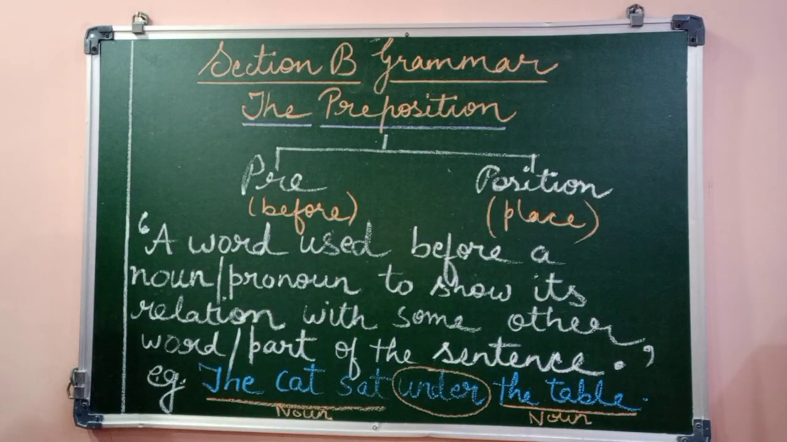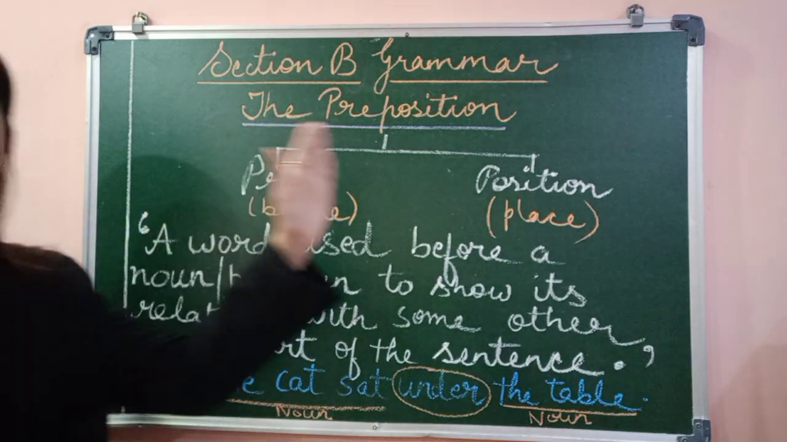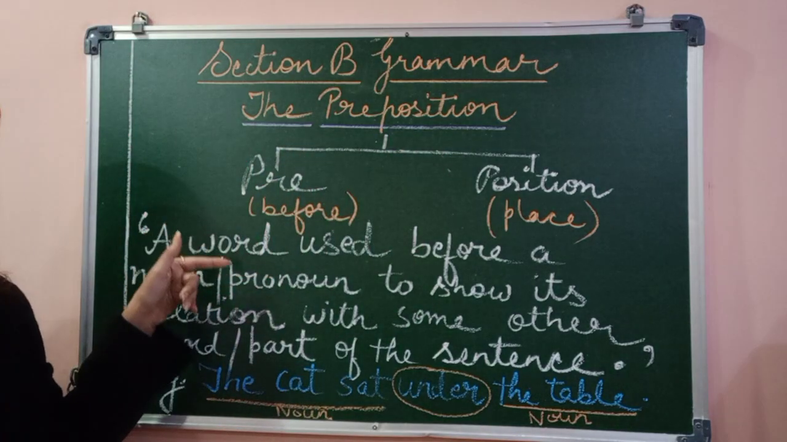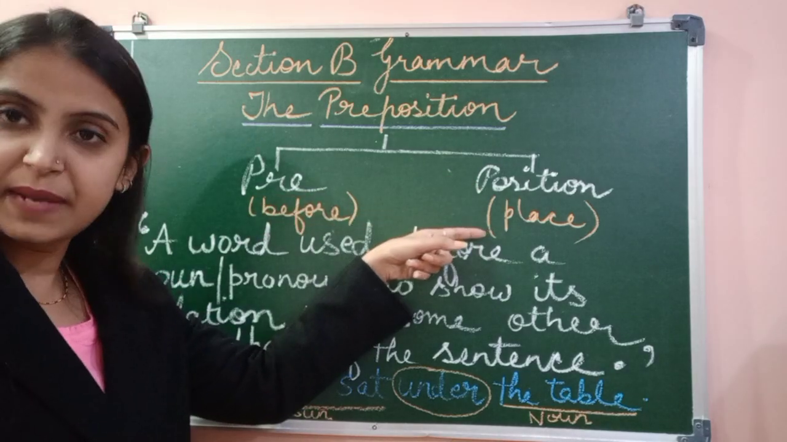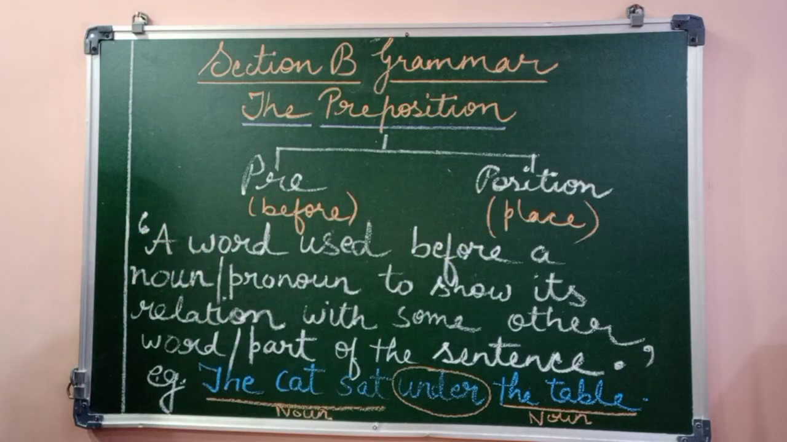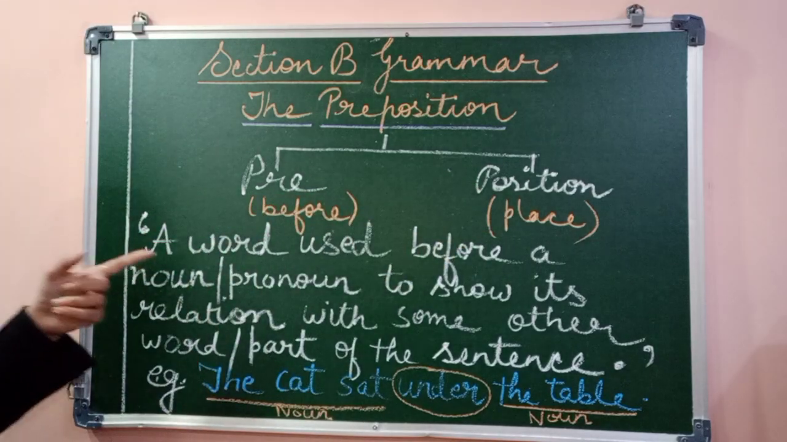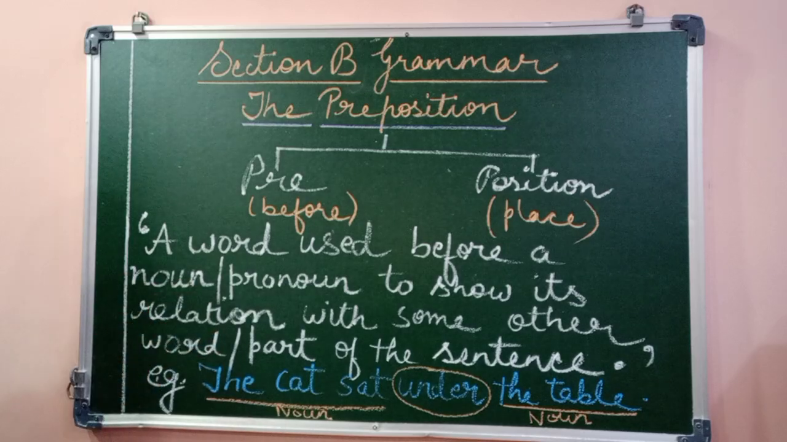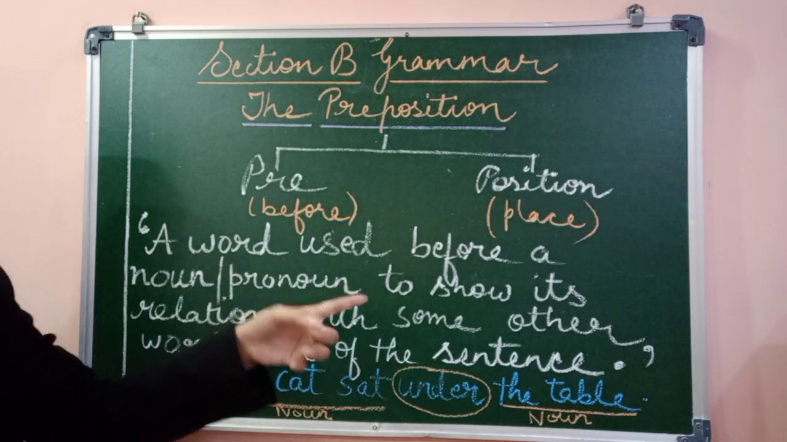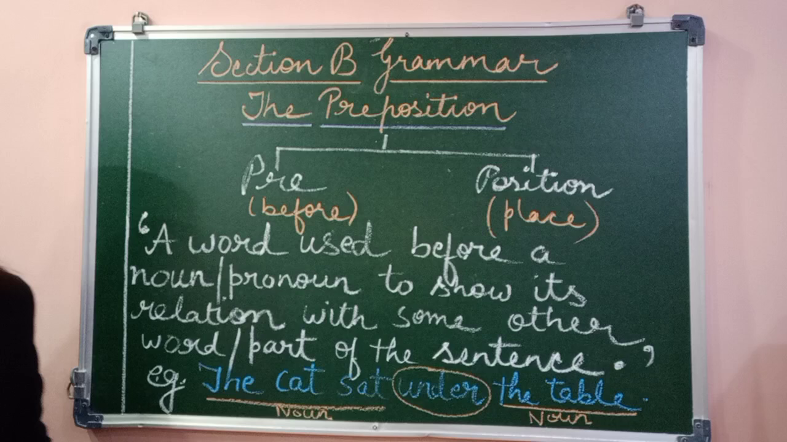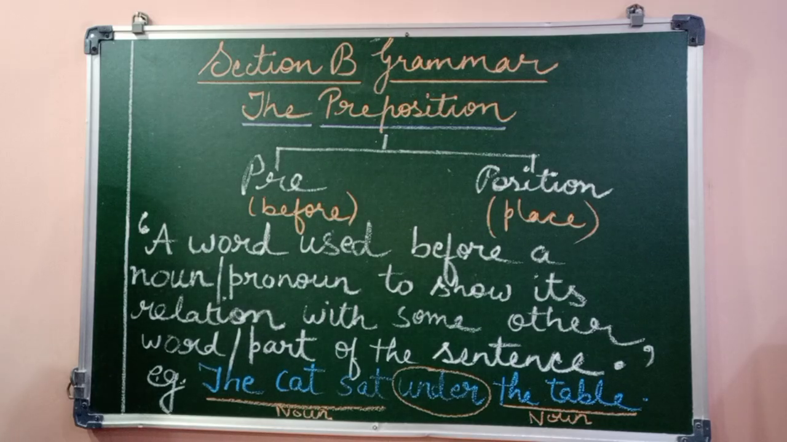So the word preposition is a combination of two words, pre and position. Pre means before and position means place. So preposition is placed before a noun or a pronoun and it shows the relation with some other word or part of the sentence. I hope this much is clear to you.